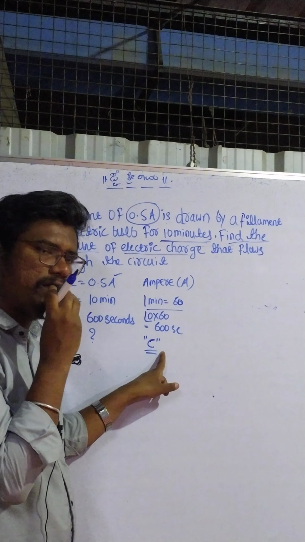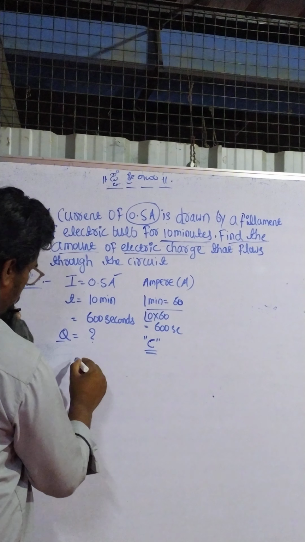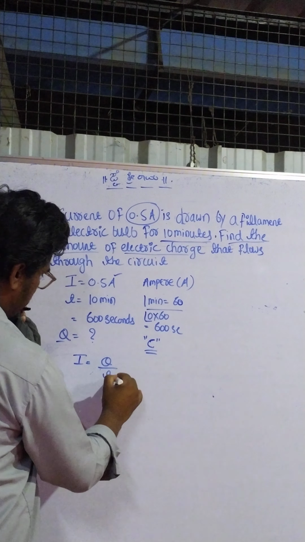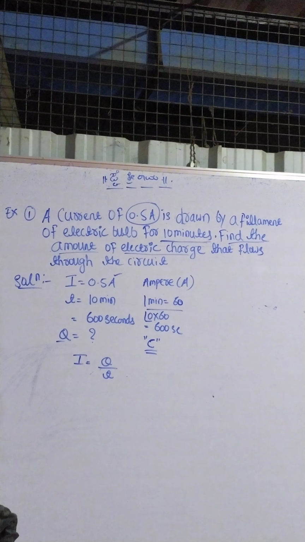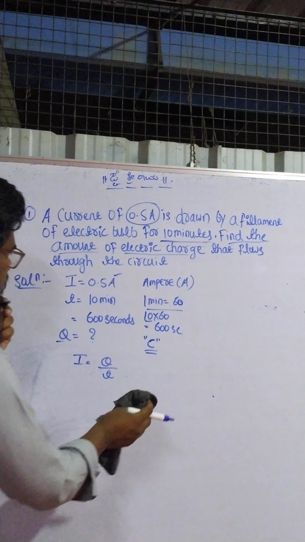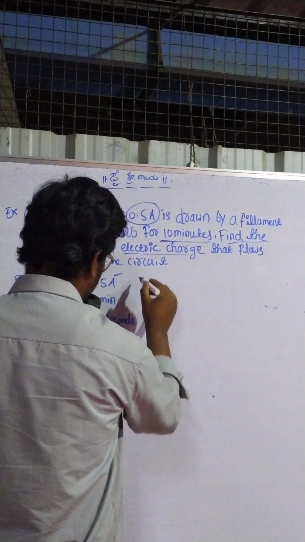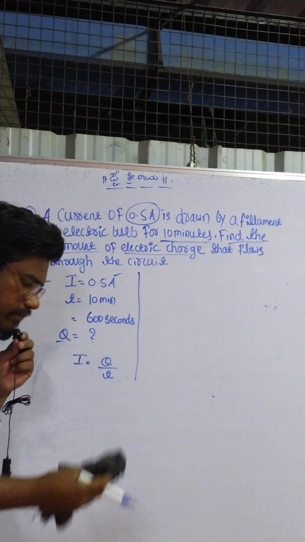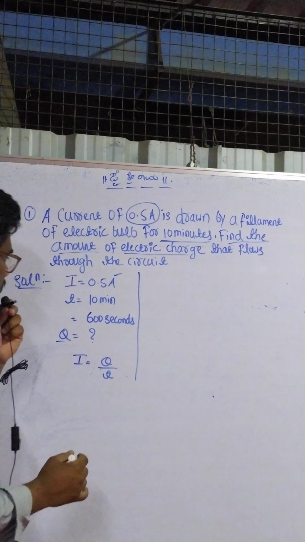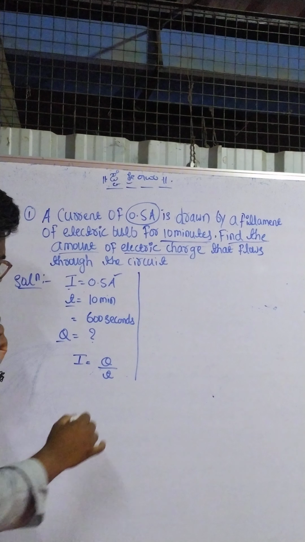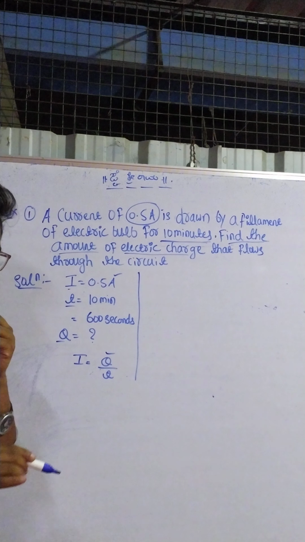Next, we know the formula for current: I is equal to Q by T. So what is the formula here? I is equal to Q by T. Now we know the current and we know the time, but we don't know the charge. That is the only thing to find here.